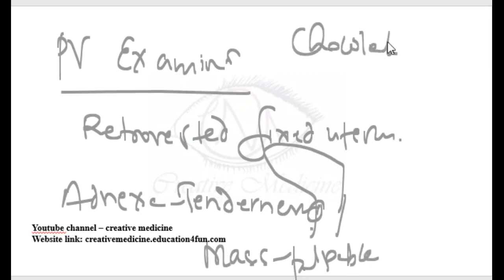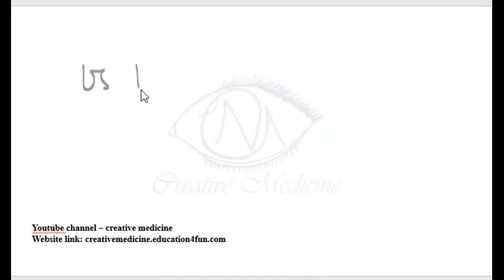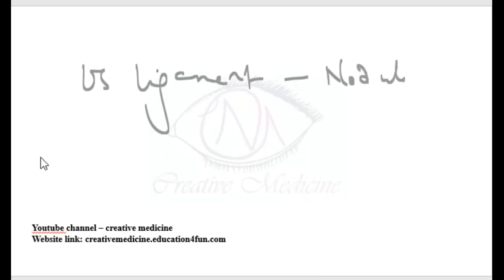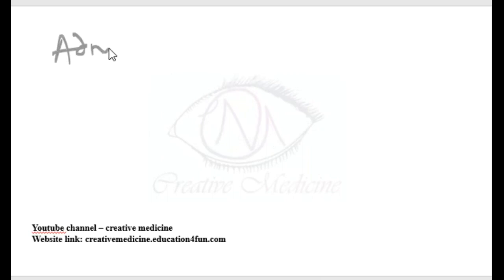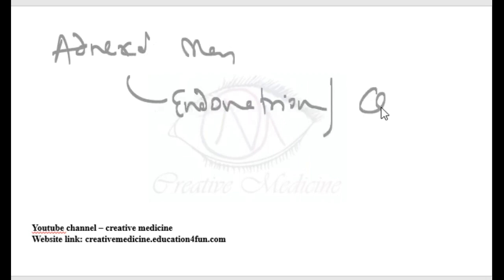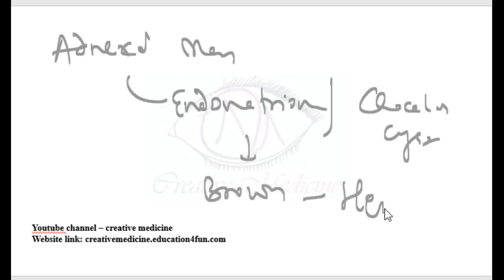There can be tender nodules on the uterosacral ligament. Then the adnexal mass. The adnexal mass will most commonly be a chocolate cyst or endometrioma. The chocolate cyst or endometrioma contains brown color. This brown color of chocolate cyst is due to the hemosiderin pigment.